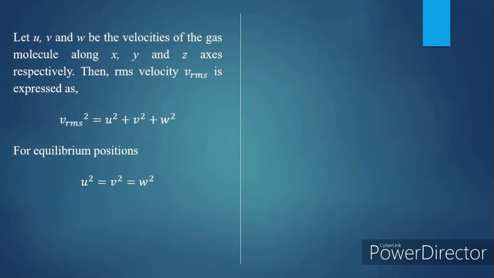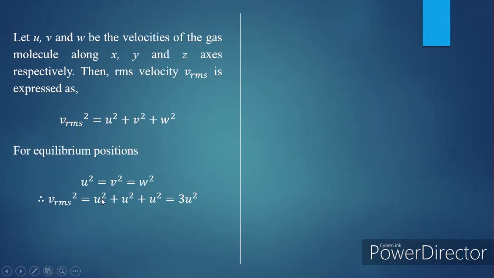And next let us see this particular expression. Let U, V and W be the velocities of the gas molecule along X, Y and Z axis. For equilibrium situation, these three components of velocity will be equal: U square is equal to V square is equal to W square. This is the basic expression. Therefore, V RMS square can be rewritten by substituting for V square, since V square can be equated to U square.